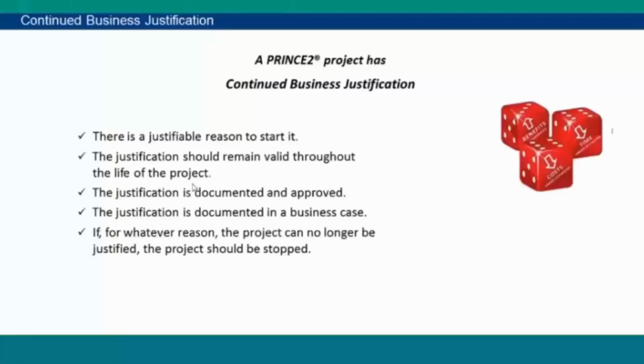Then the justification is documented and approved. The justification is documented in a business case, for benefits, for cost, for time, everything. And if for whatever reason the project can no longer be justified, the project should be stopped. If you defined in the planning stage that you will get this benefit, as I told you earlier, and in execution you are not getting that benefit, you need to stop it. You will not put money from your own pocket. So this is the meaning of continued business justification, my first principle.